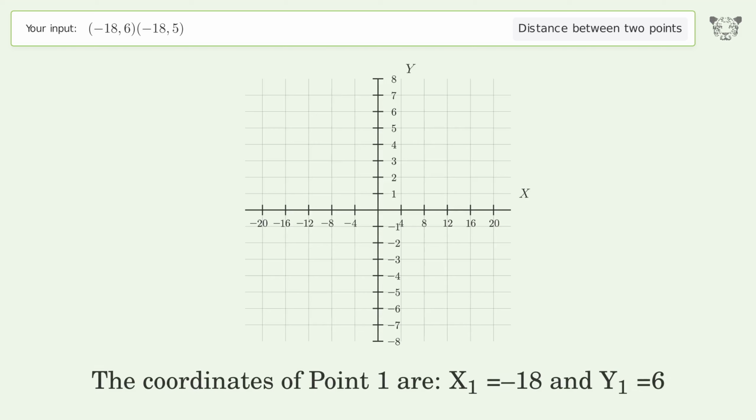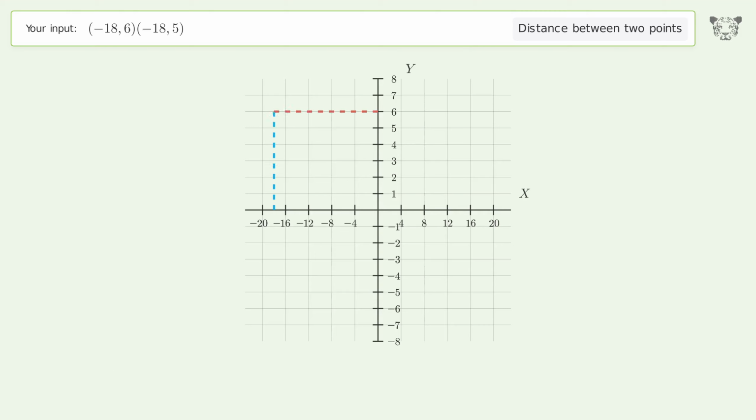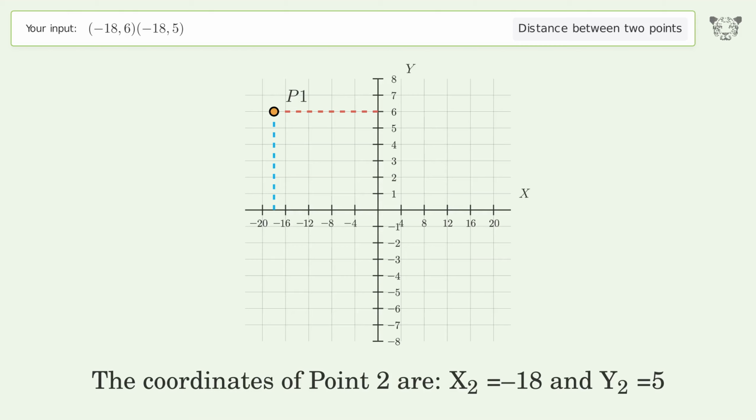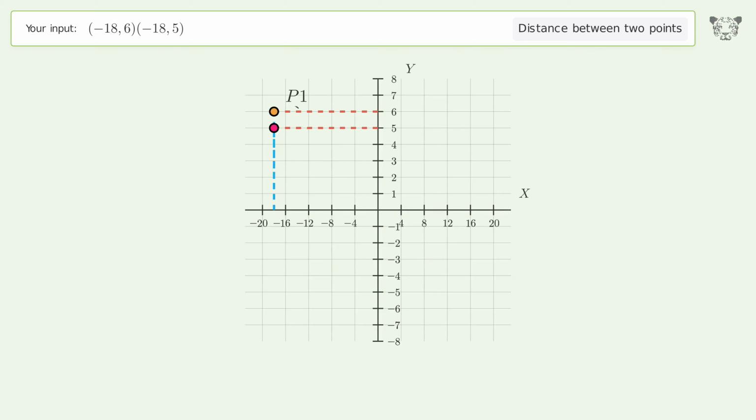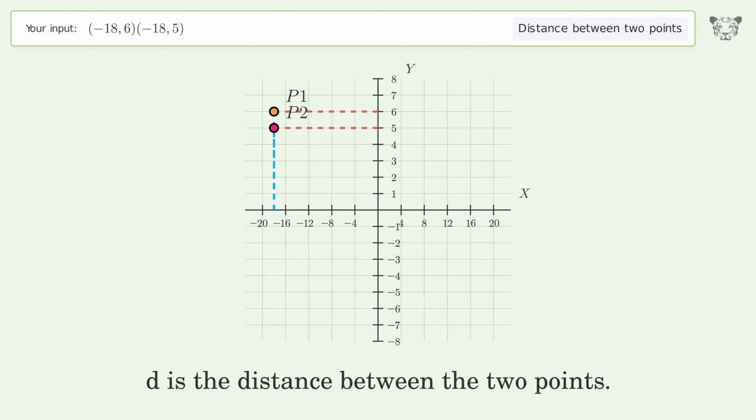The coordinates of point 1 are x1 equals -18 and y1 equals 6. The coordinates of point 2 are x2 equals -18 and y2 equals 5. D is the distance between the 2 points.